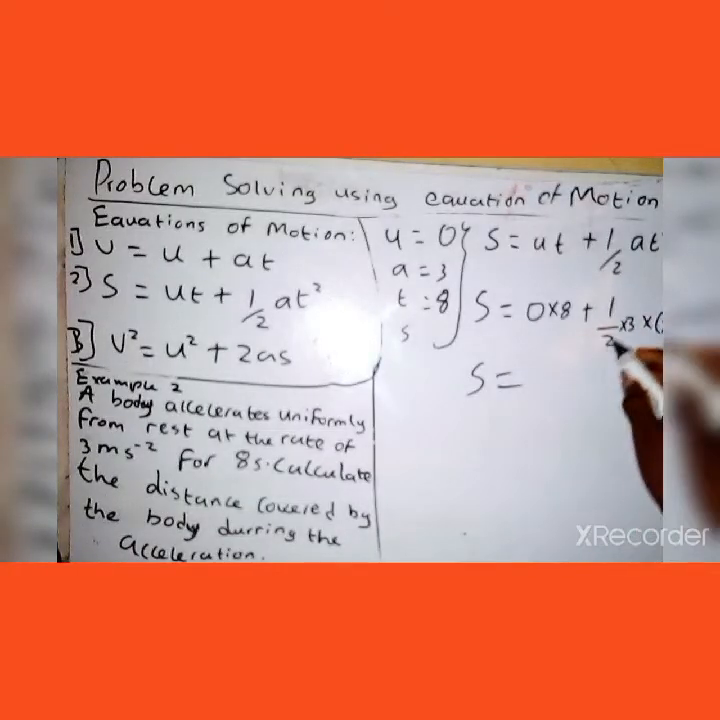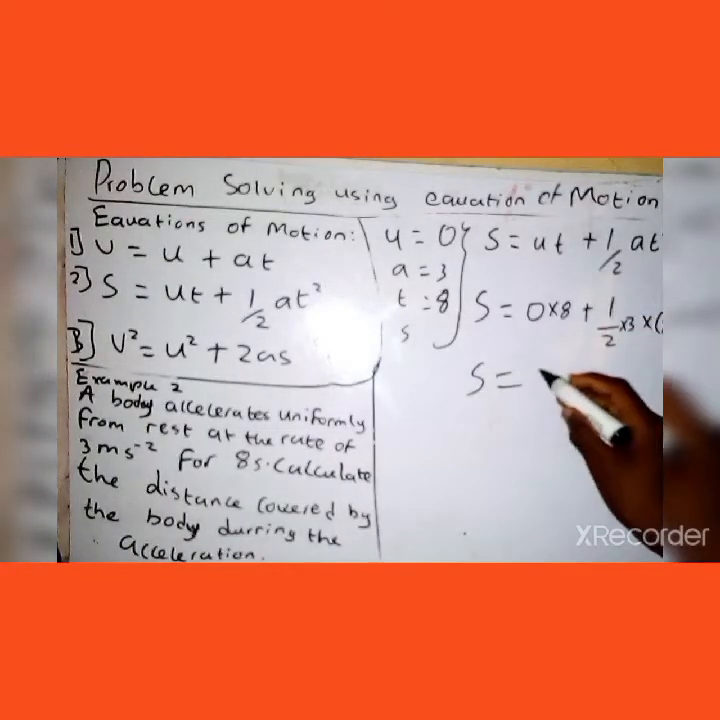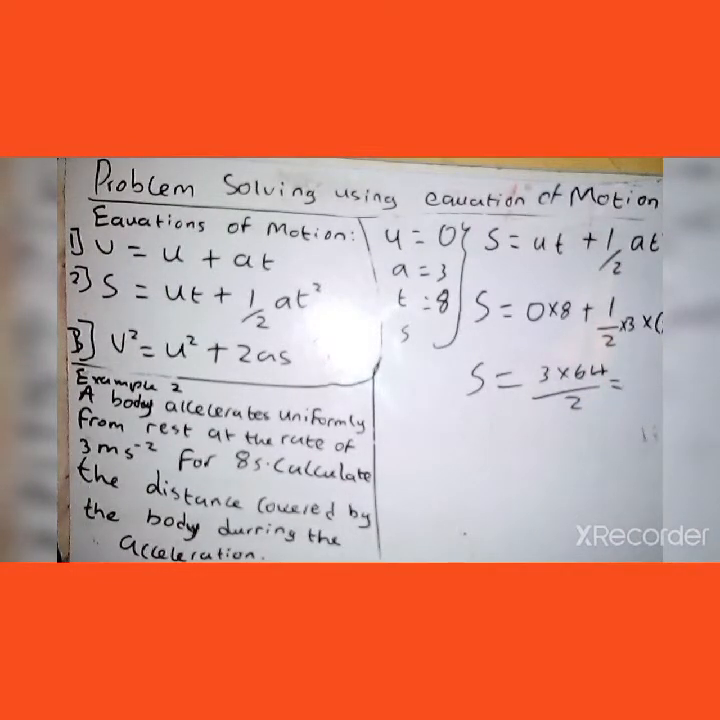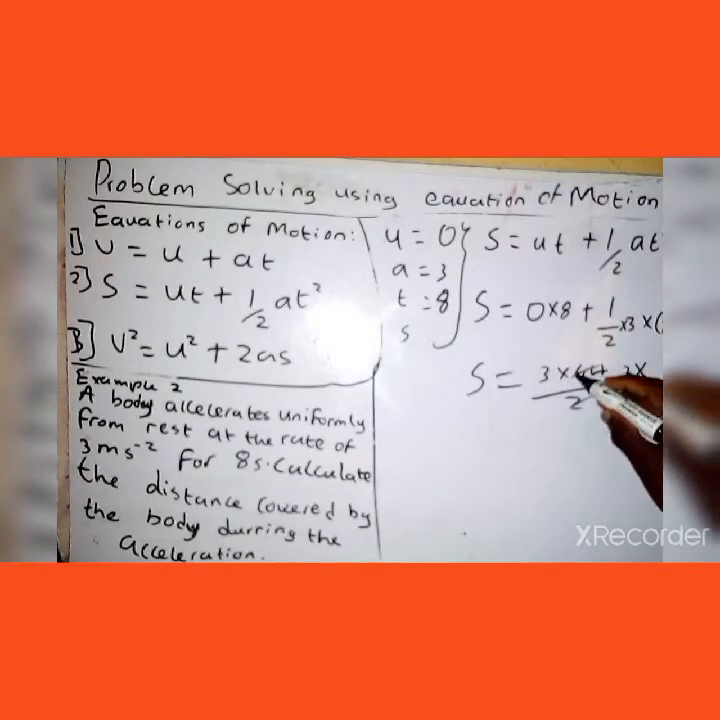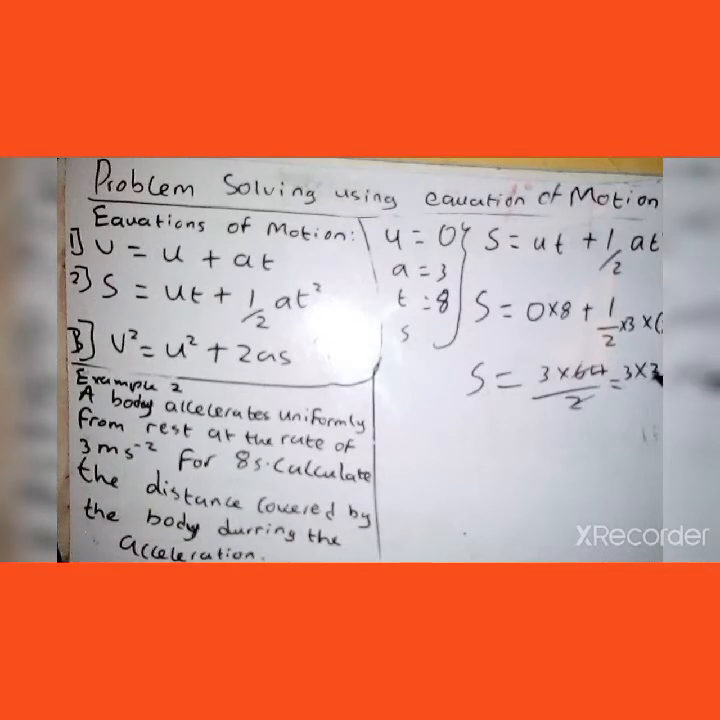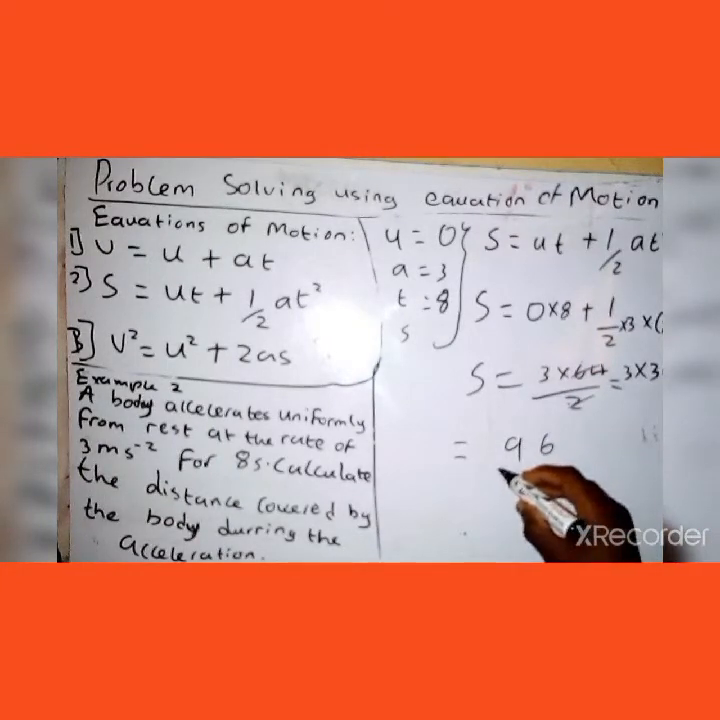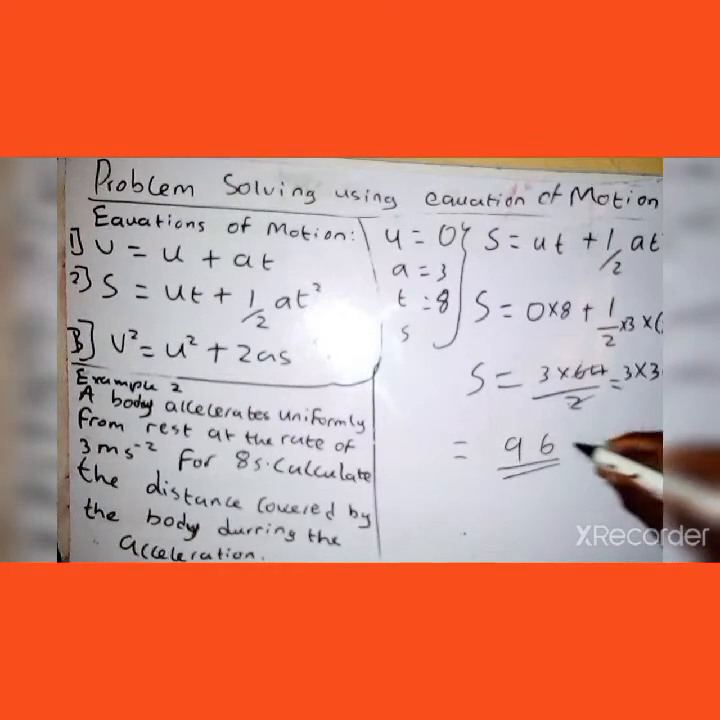So here this one is 0. We now have 3 times 64 over 2. So 2 here, we have 3 times 32. So our final answer will be 96. 3 times 32, we have 96. 96 what? Meters.